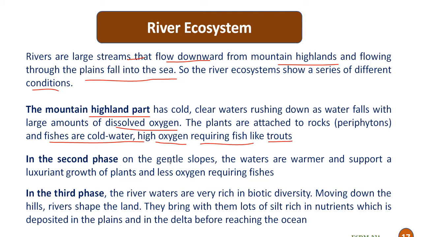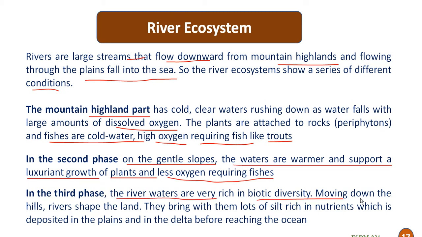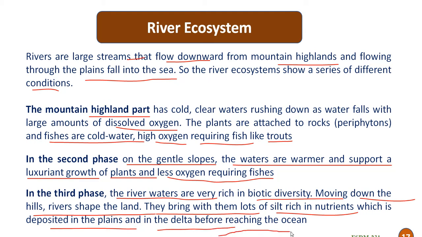Then in the second phase, on the gentle slope, the water is warmer and supports luxuriant growth of plants, and less oxygen requiring fishes are present in the second phase of the river. In the last or third phase, the river waters are very rich in biotic diversity, and moving down the hills, rivers shape the lands, and they bring lots of silt rich nutrients which are deposited in the plains and the delta before reaching the ocean. So the river moves through the different phases as discussed here, and in the last phase it reaches the ocean.